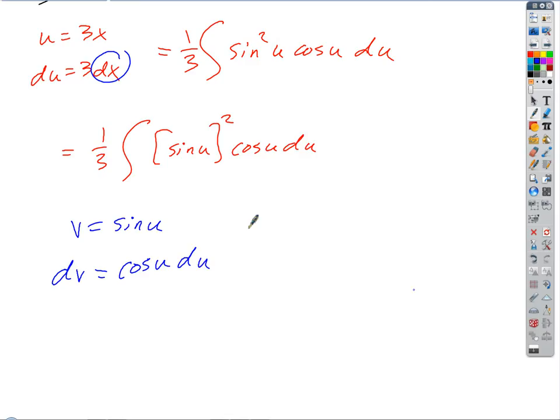So then this gives us 1/3 times the integral of v squared dv, right? At last, that's one we can do. So what's the answer to that one? v cubed over 3, times 1/3, so v cubed over 9 plus c. Or I could do it as 1/9 times v cubed. Let's do that.